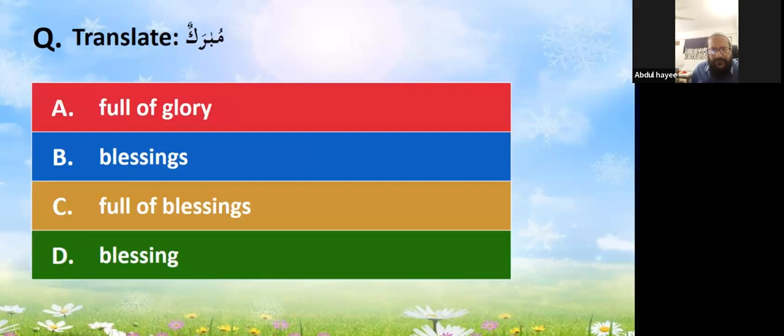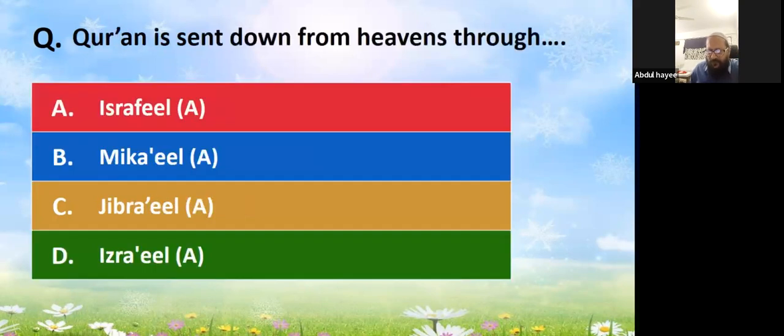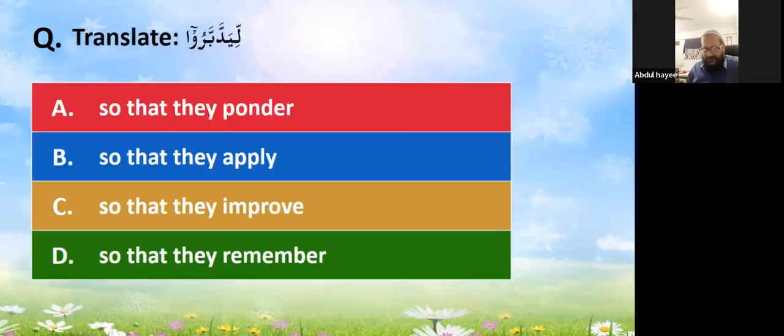Translate Mubarak. Full of blessings. The Quran is sent down through Jibreel, peace be upon him. C is correct. Translate liyatadabbaru: so that they ponder, so that they apply, so that they improve, so that they remember.